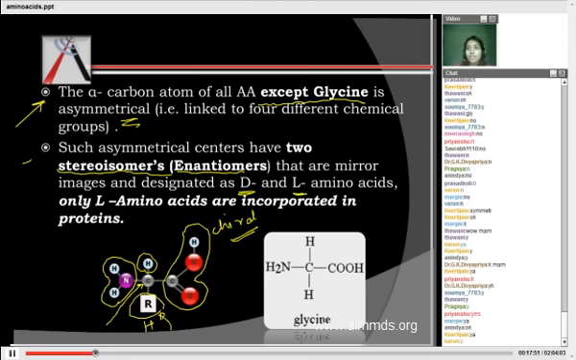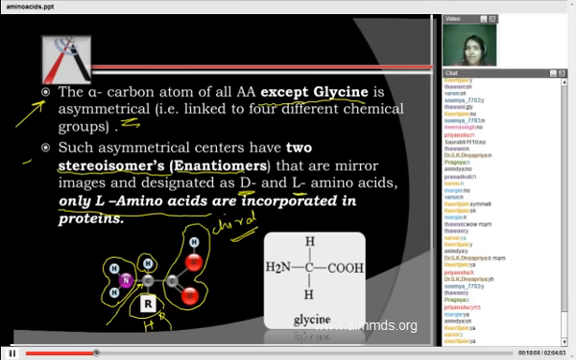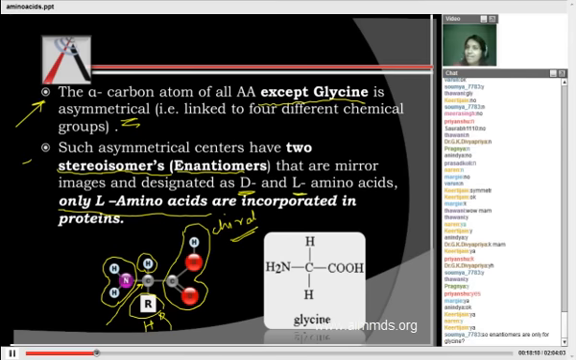Okay, now one very important point is coming over here, which we noticed in the first slide. Only L amino acids are incorporated in mammalian proteins. Don't ever forget that. Now if you notice, glycine has hydrogen instead of any other side chain. If you remember, hydrogen is the smallest side chain possible, right?